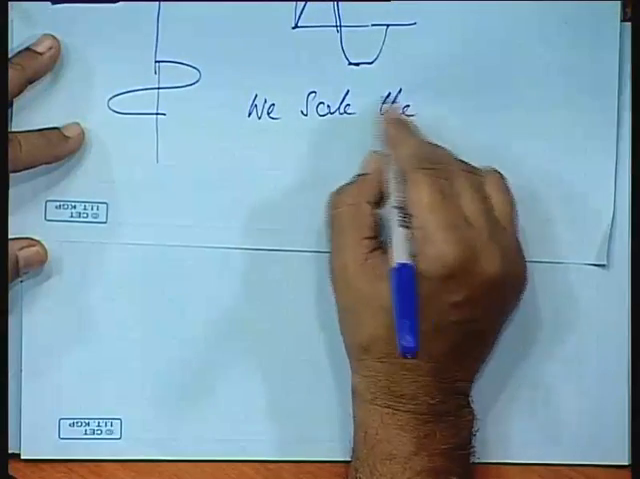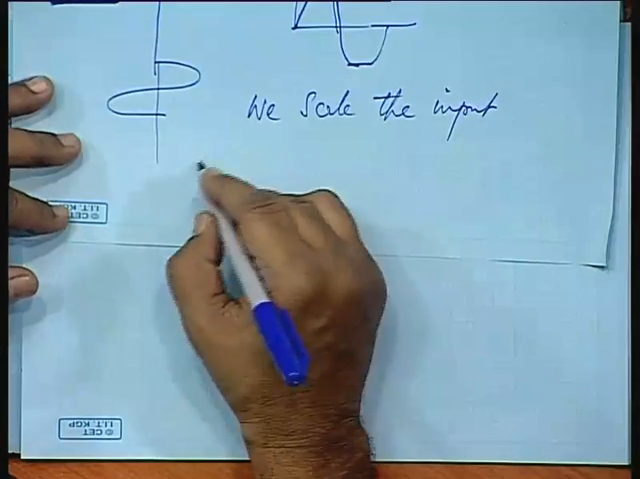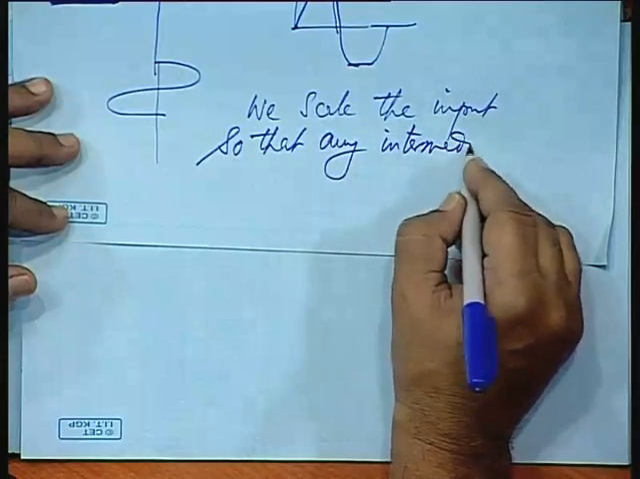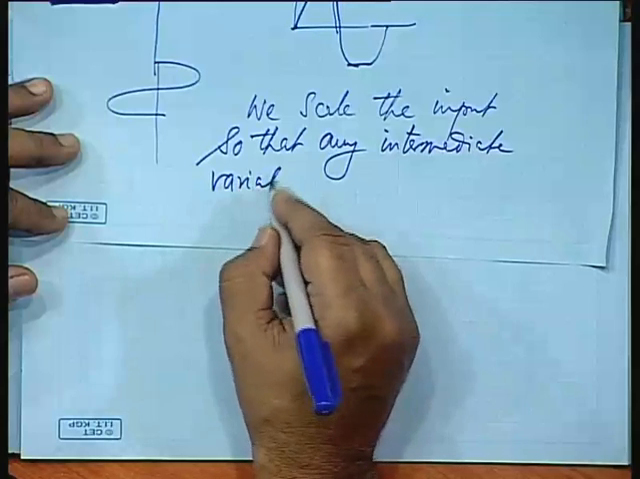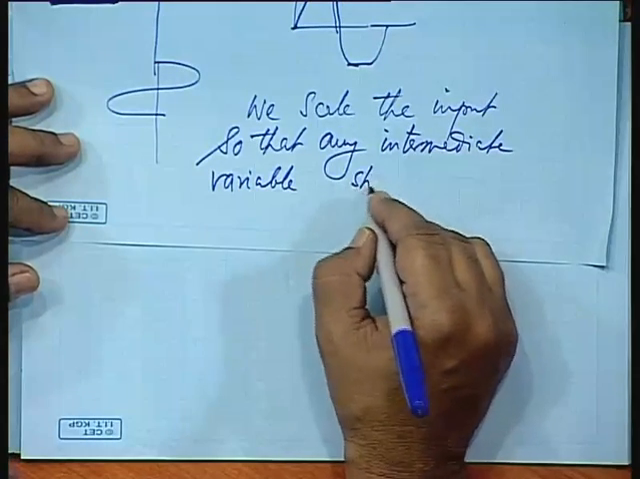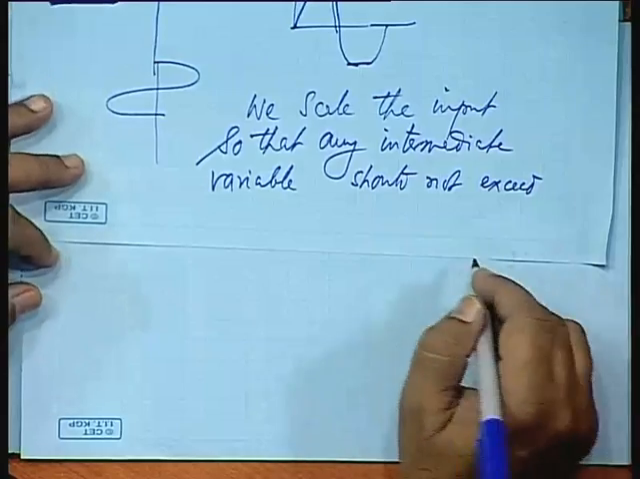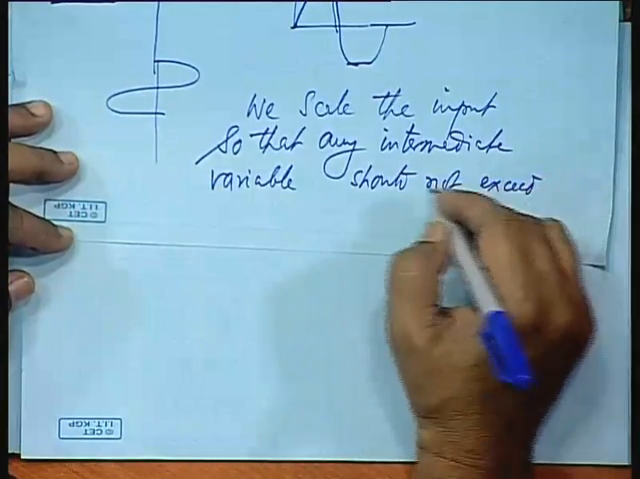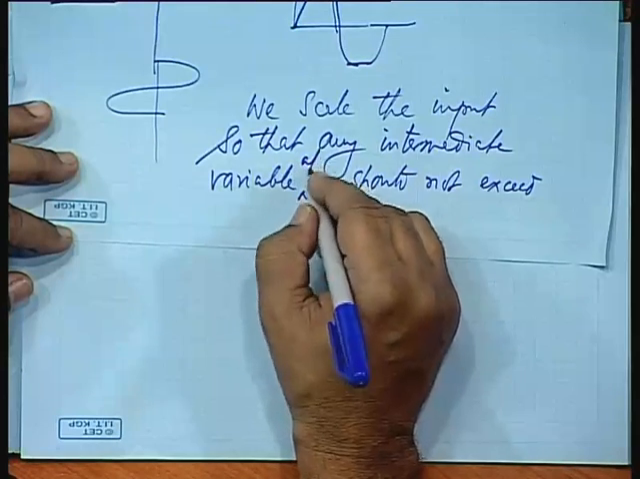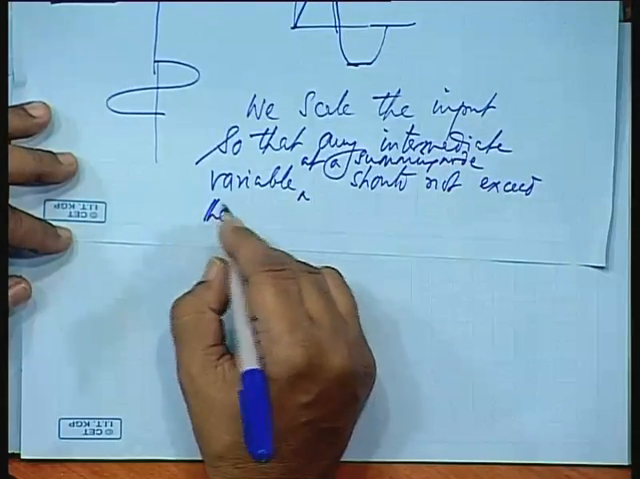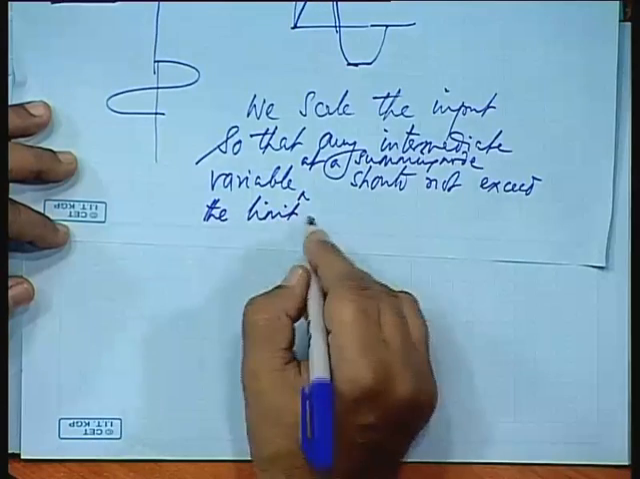So, we scale the input so that any intermediate variable at a summing node should not exceed the limit ±1. That is, there should not be any overflow.